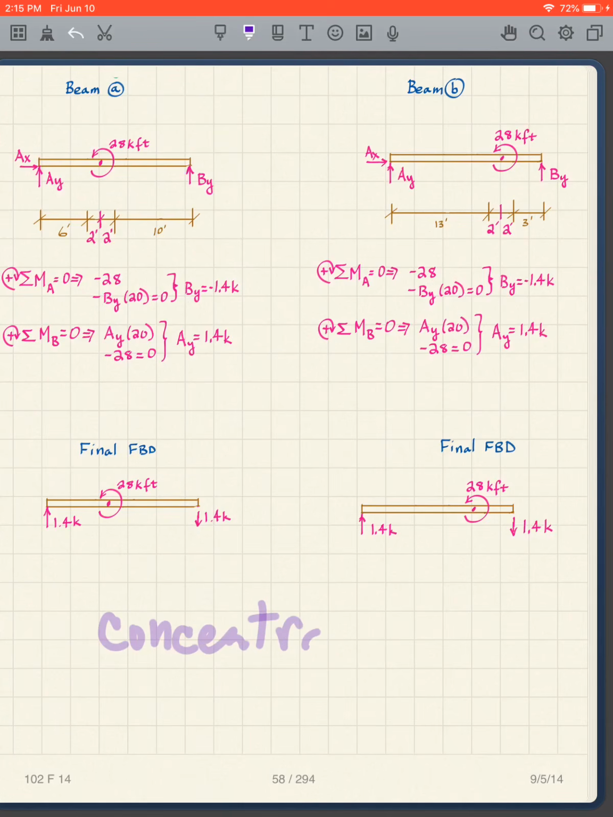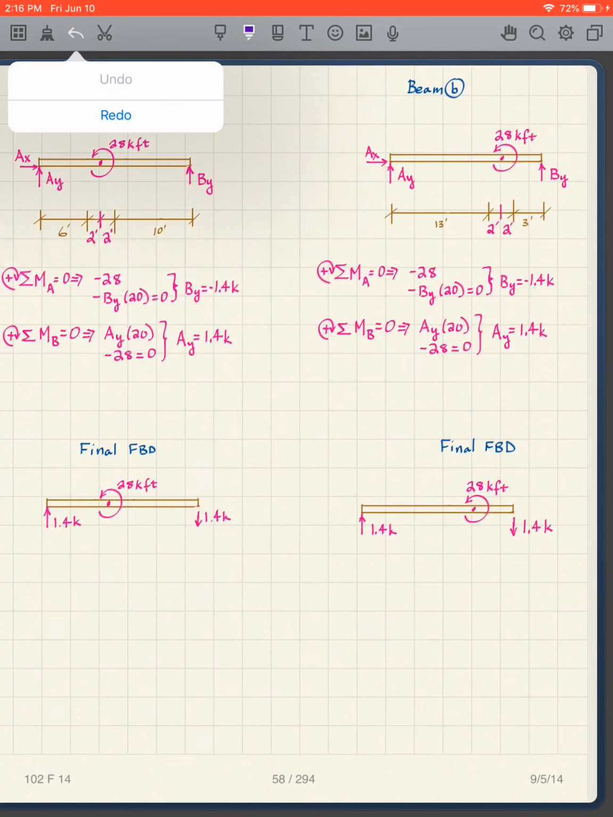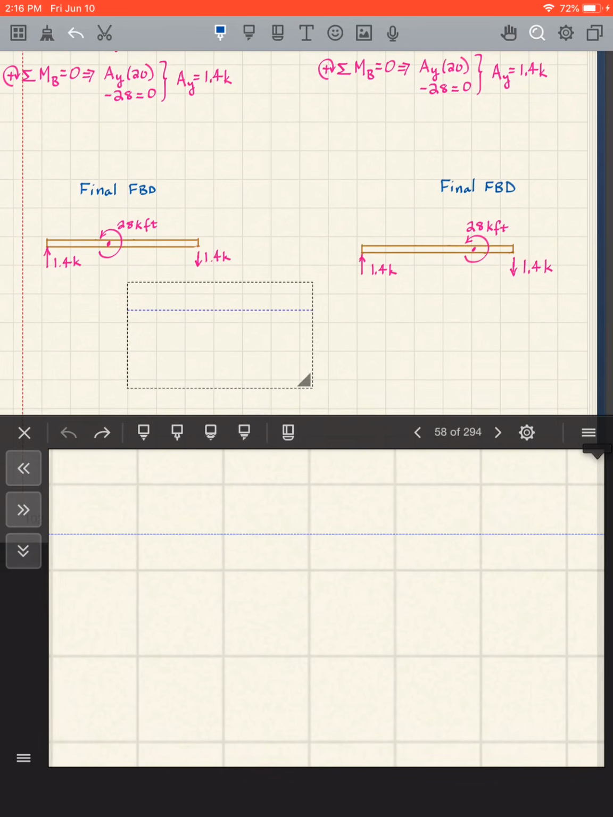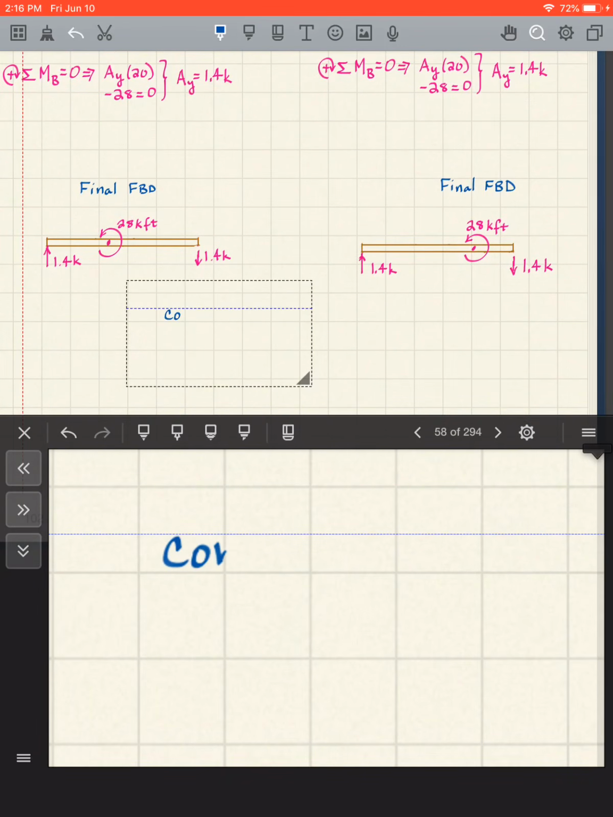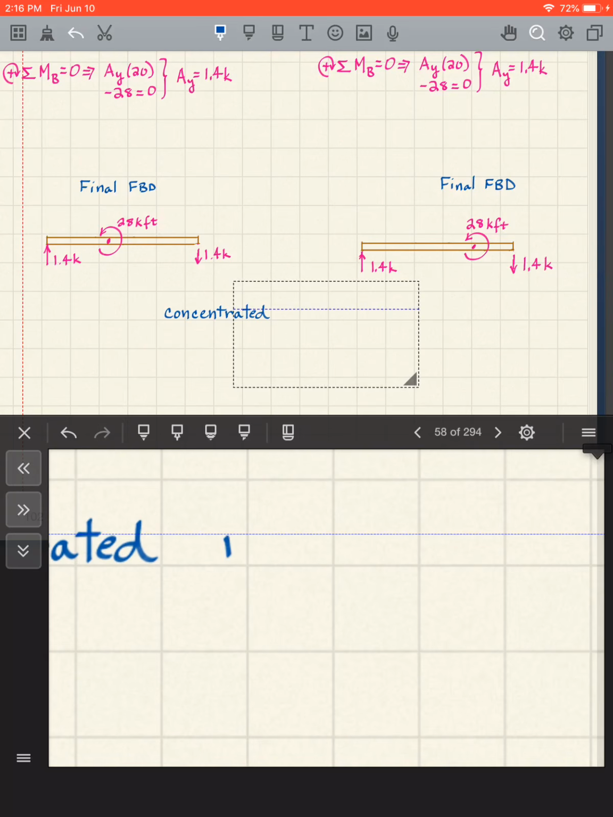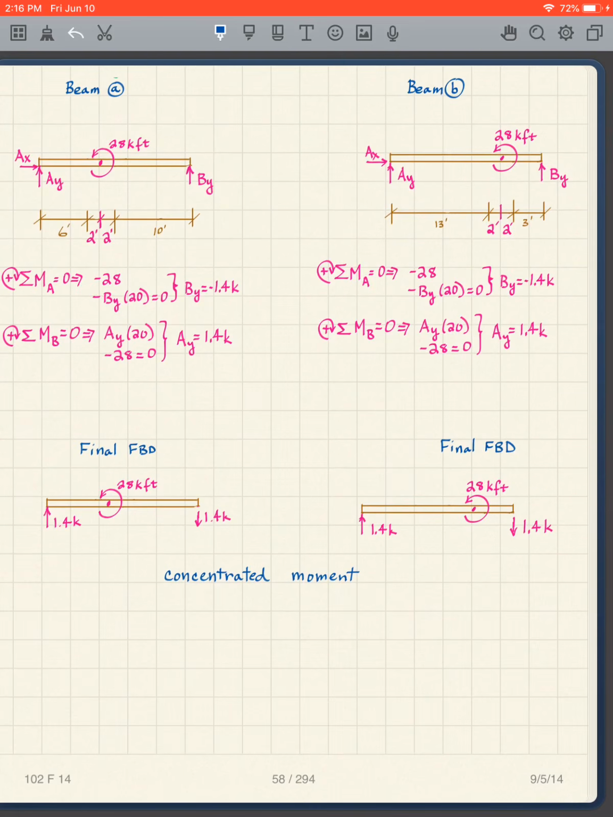Concentrated moment. Let me write it out. It's going to be a concentrated moment.